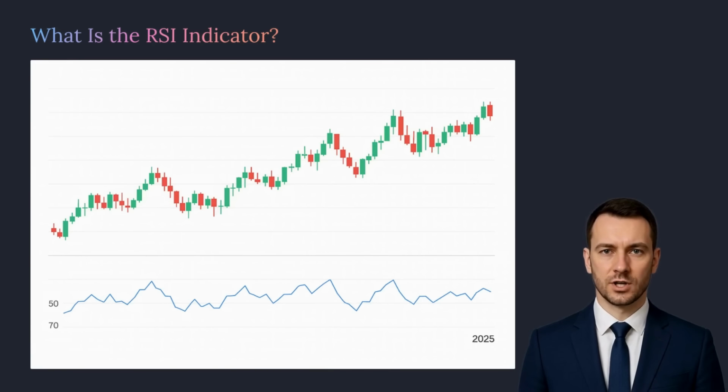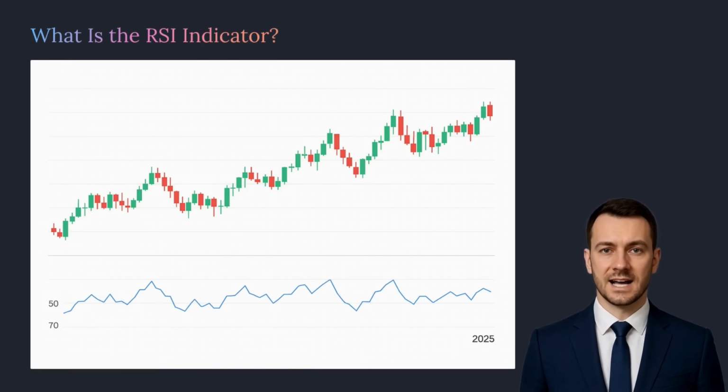RSI stands for Relative Strength Index, a momentum oscillator developed by J. Wells Wilder. It compares recent gains and losses to gauge the speed and change of price movements. The RSI value oscillates between 0 and 100, and it is typically plotted beneath a price chart as a separate line graph. Traders interpret RSI readings to judge market momentum and potential reversal points.